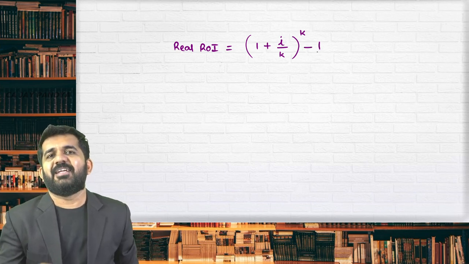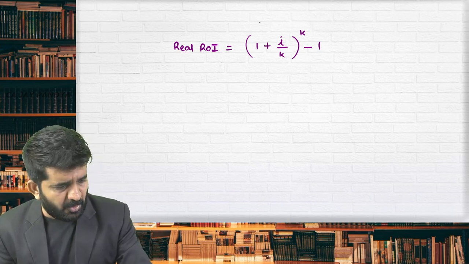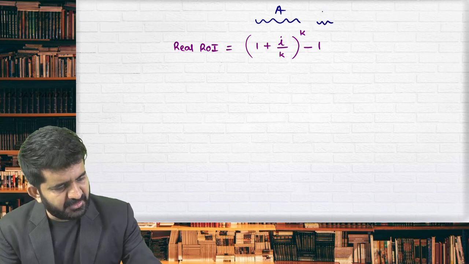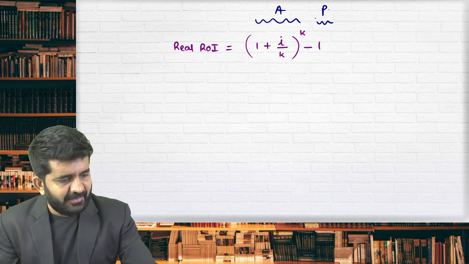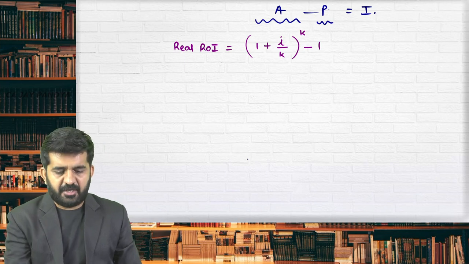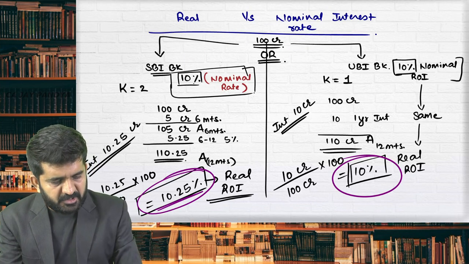So I am removing rupee 1. I will be getting the interest, because this portion is the amount, and this is the principal, that is nothing but 1 rupee. Is it alright? Then amount minus principal will be nothing but interest, and I will be getting the interest rate. Let me verify whether in this case my answer is correct or not. Is it alright?